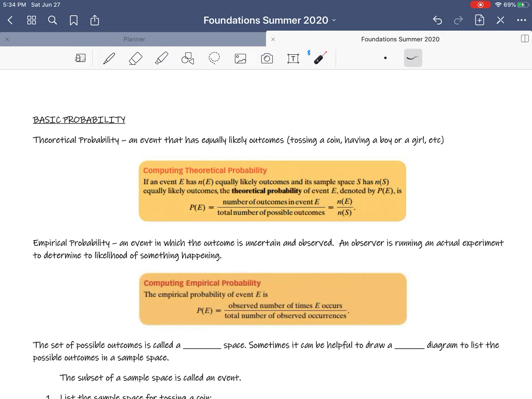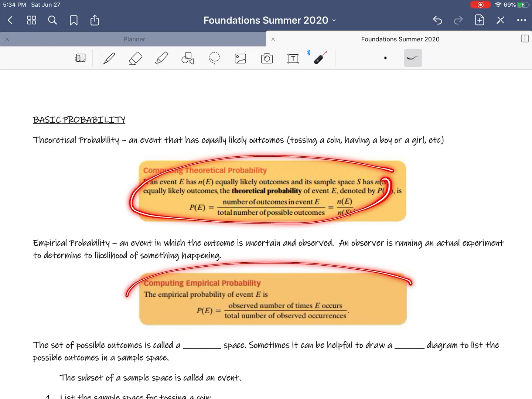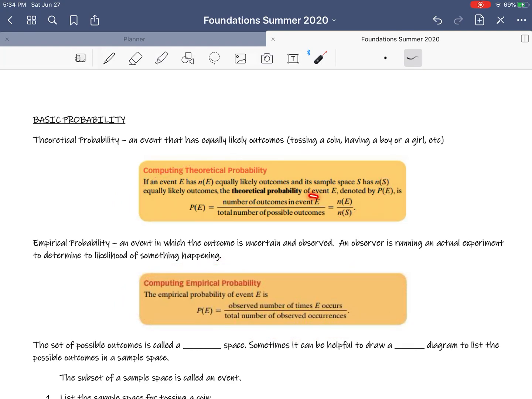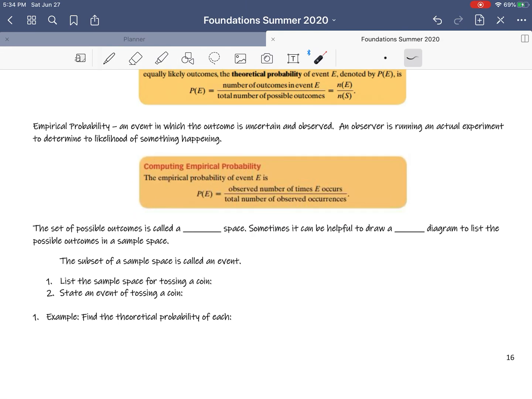In either case, we have these definitions for probability. In the first case, you're taking the possible favored outcomes over the possible total number. And for empirical, you're taking the actual number of times it occurred over the total outcomes. The set of possible outcomes is called a sample space. Sometimes it can be helpful to draw a tree diagram to list the possible outcomes in the sample space. The subset of a sample space is called an event.